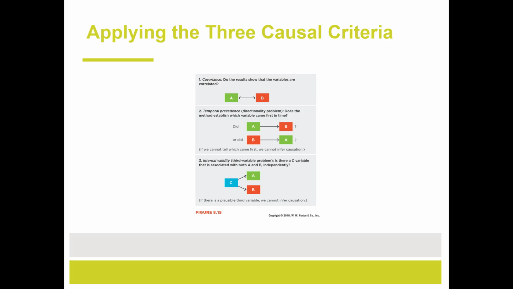Second, temporal precedence, or the directionality problem. The causal variable A must come before the effect variable B in time. And finally, internal validity, or the third variable problem. Is there a third variable, C, that is associated with variables A and B independently? If so, then we can't infer causation.